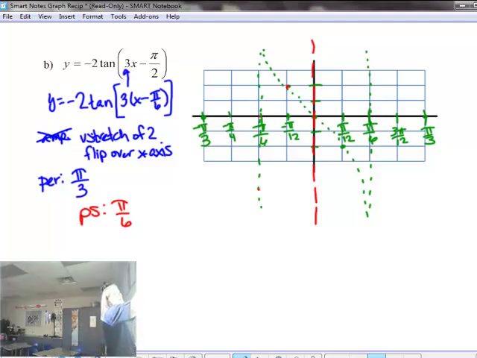The next thing I come to is this dot, and I need to move it left pi over 6, which is 2 boxes. It will be right there. The next thing I come to is the dot, the origin.